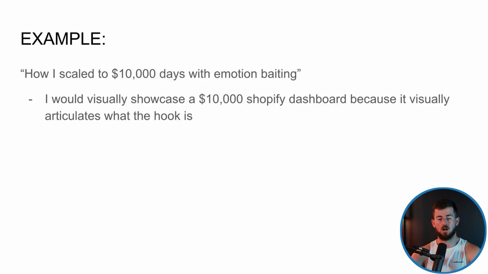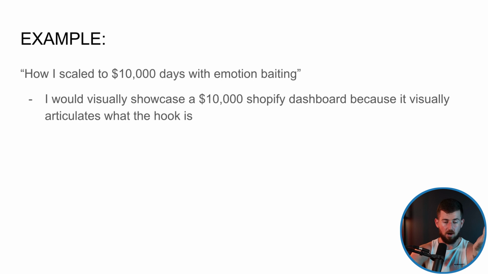So let's go a little bit more into this. Let's say my hook is how I scale to $10,000 a day with emotion baiting. Again, that's the text hook. All I'm simply asking myself is how would I visually showcase this to people? How I scale to $10,000 a day with Shopify or emotion baiting. I would visually showcase a $10,000 Shopify dashboard, because it visually articulates what the hook is. That's all I'm doing right here. And if I have a script with like 30 different lines in it, I'm simply going through all of these lines and asking myself for each individual line, how can I visually articulate this?